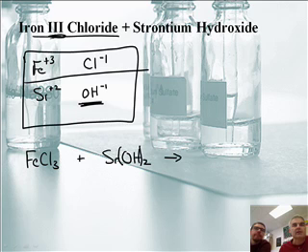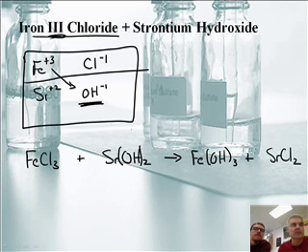Now we're going to trade partners. The iron is now going to get together with the hydroxide, so that'd be Fe(OH)3. Notice the parentheses, ladies and gentlemen. Plus SrCl2. I have to play the charge game, 2 and 1, 3 and 1, etc. Now we need to look at our chart to see if this reaction occurs.